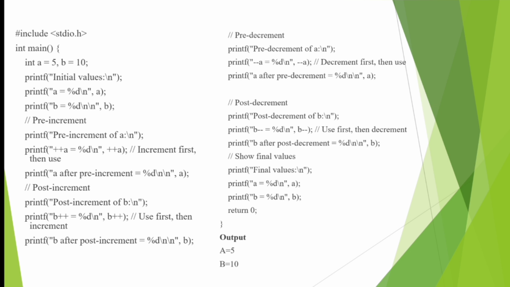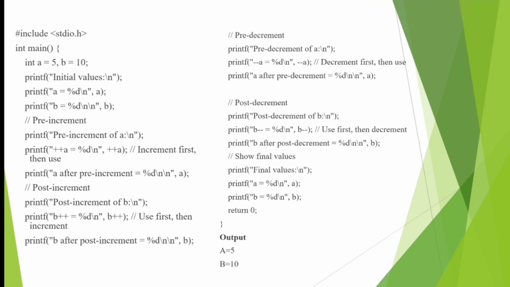Next, post decrement. Post decrement means first the value will be assigned to the variable and then it will be decremented. So here the value of b will be now 11. So first b will be printed and then it will be decremented. So b value will be printed as 11 and then it will be decremented. So after decrement it will be 10.